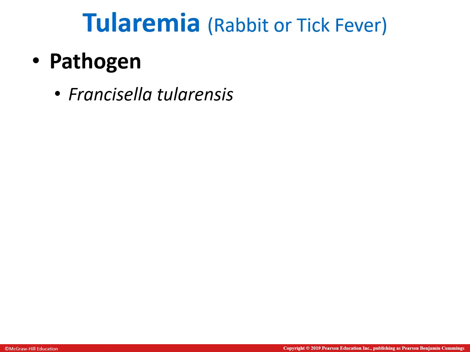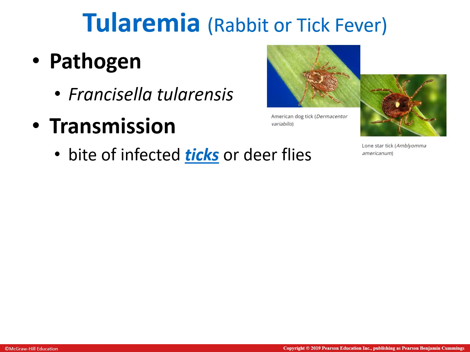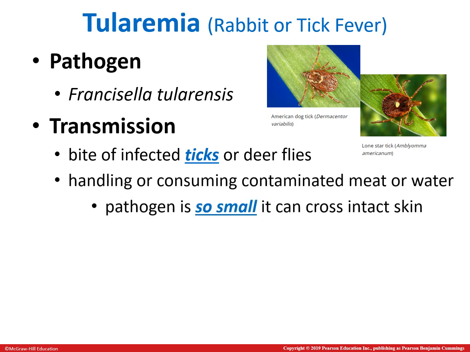Tularemia used to be called rabbit or tick fever, and this is caused by a bacteria called Francisella tularensis. This one is a zoonotic disease that requires a biting vector. So primarily we're talking about ticks. There have been a few cases that have been tied to deer flies, but a couple of different ticks. We have both the dog tick and the deer tick that can transmit tularemia. And so this bacteria is one of the smallest bacteria we know, and it's actually so small that it can cross intact skin.